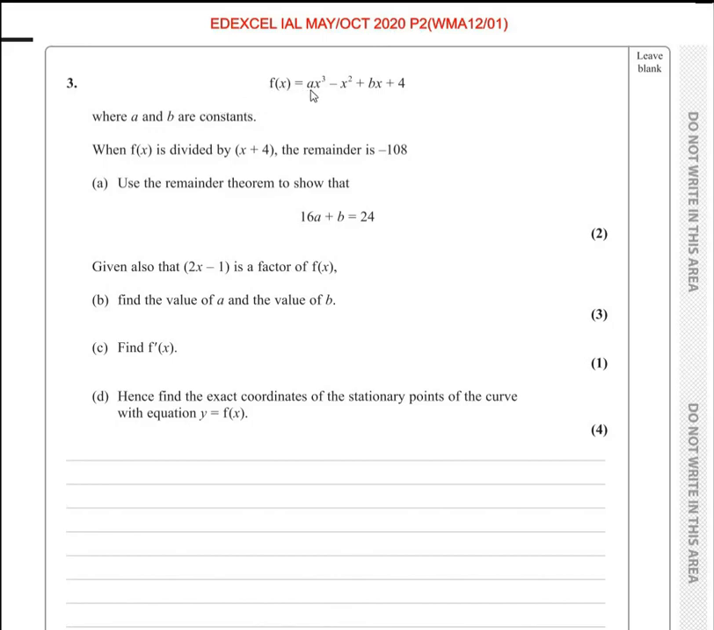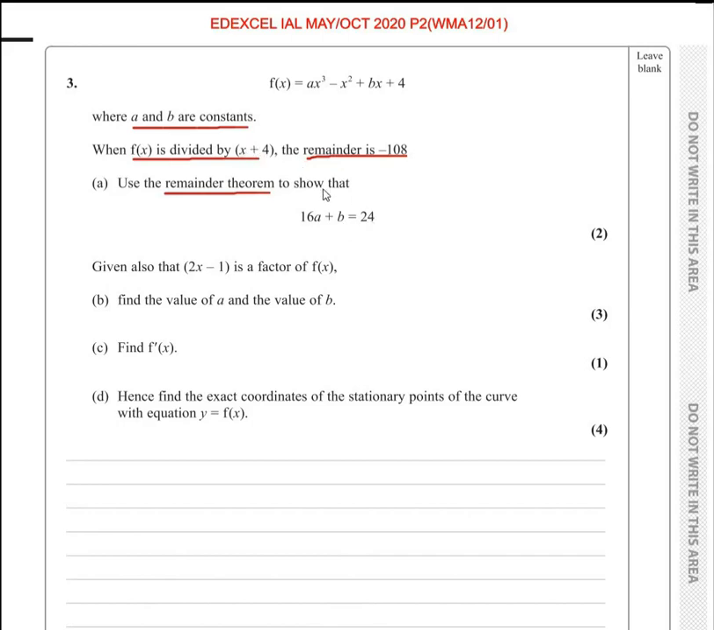f of x equals ax cubed minus x squared plus bx plus 4, where a and b are constants. When f of x is divided by x plus 4, the remainder is minus 108. Use the remainder theorem to show that 16a plus b is equal to 24.